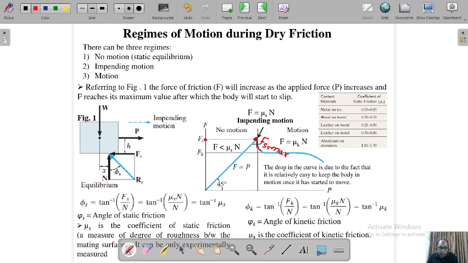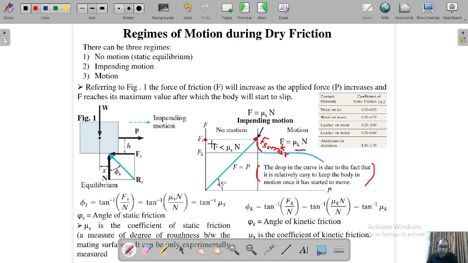And from here the Fs equals mu s N will not hold, and now as we go from this point, we will say it as Fk equals mu k into N, because from this point the object has already started its motion. So this is a very important point. The drop in the curve is due to the fact that it is relatively easy to keep the body in motion once it has started to move. So this is a very important point.